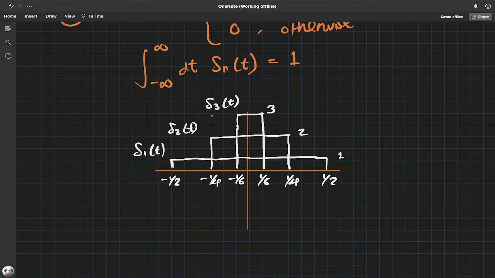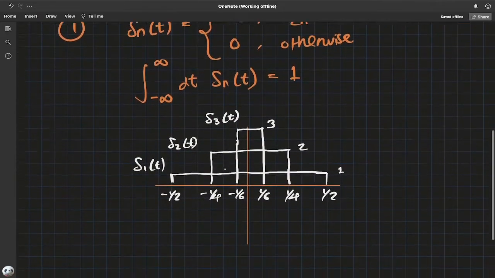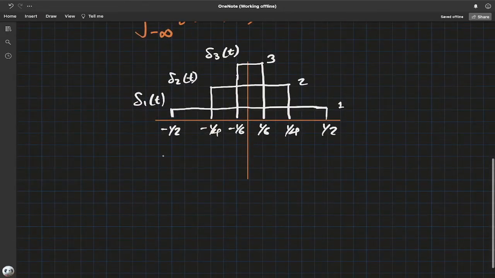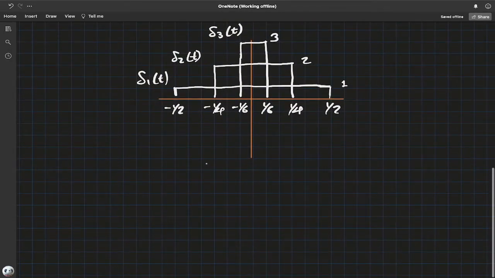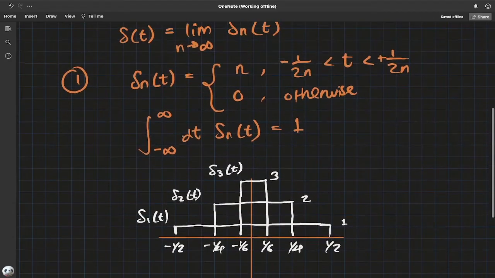So this is what it looks like, and then you have this sequence. Again, if you take the limit as n goes to infinity, this base comes closer and the height increases because we're trying to maintain a constant area of 1. So this is kind of what it looks like. Okay, there are other ways of doing this also. This is just one type.